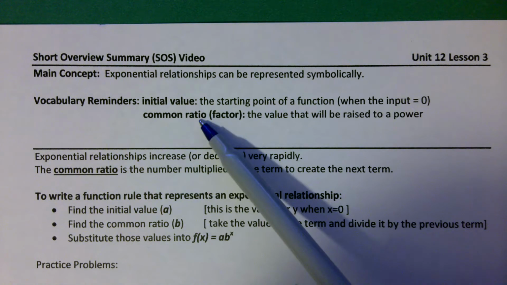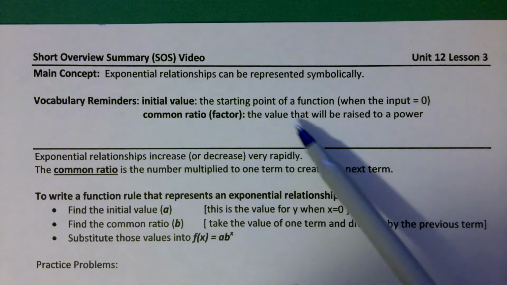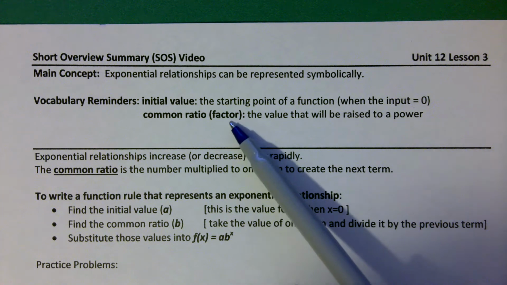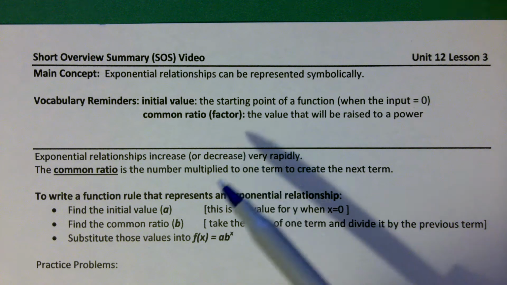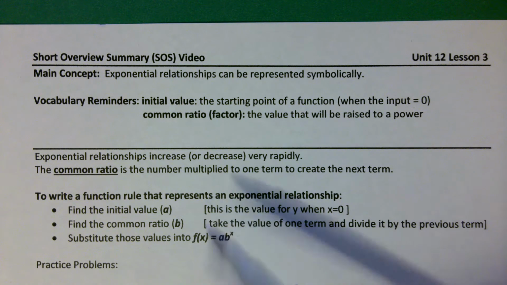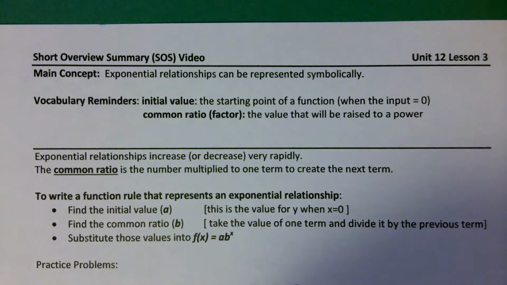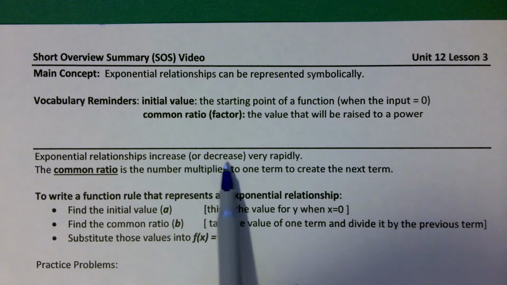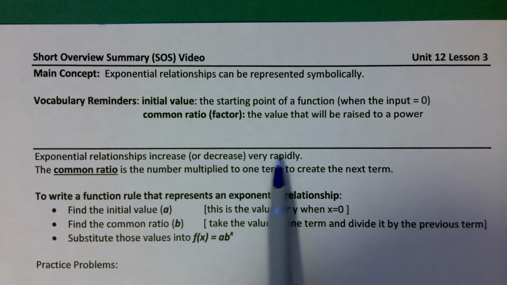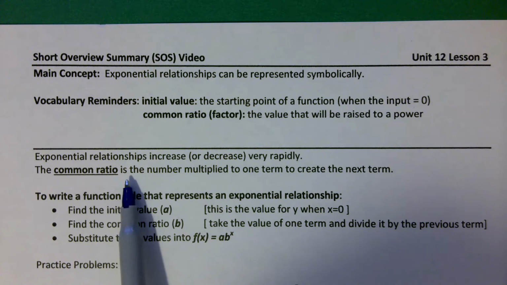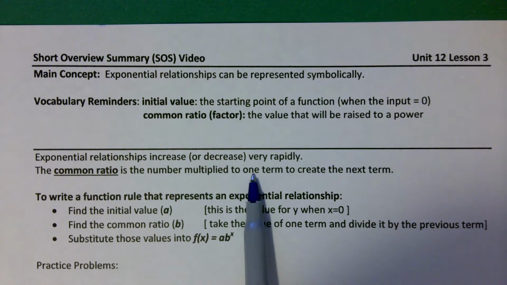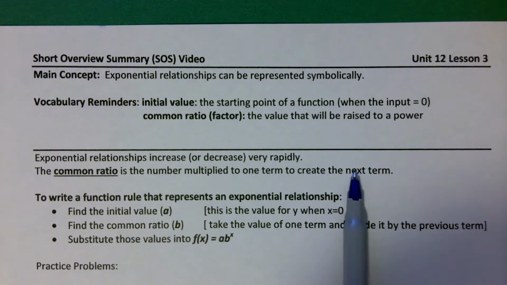The common ratio or factor is the value that will be raised to a power. We call it factor because that number is going to be multiplied a number of times depending on the power. So exponential relationships increase or decrease very rapidly. The common ratio, or our factor, is the number multiplied by one term to create the next term.